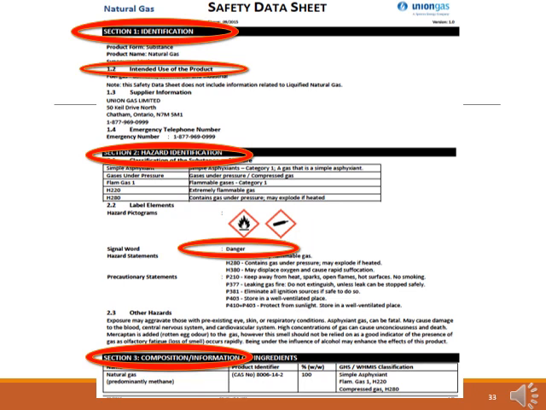The safety data sheets will start with Section 1, Identification. It will also give us the intended use of the product, so we know why we purchased it and why we're using it. Section 2 is the hazard identification with signal words such as danger. Section 3, the composition of the ingredients.